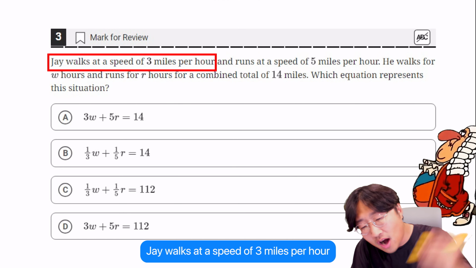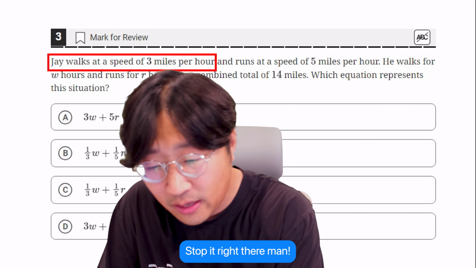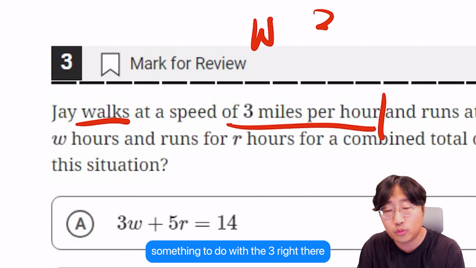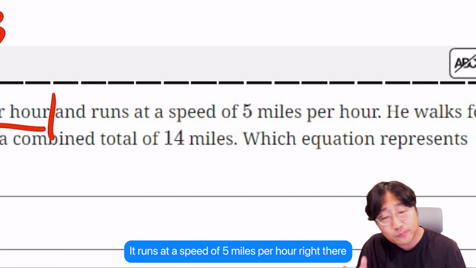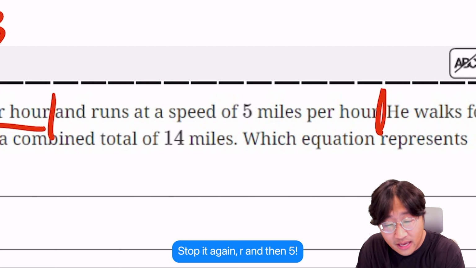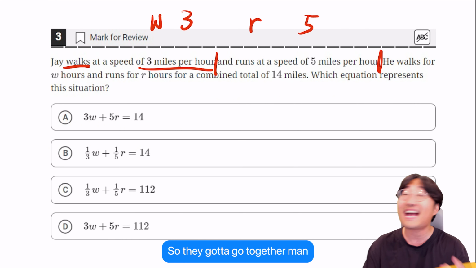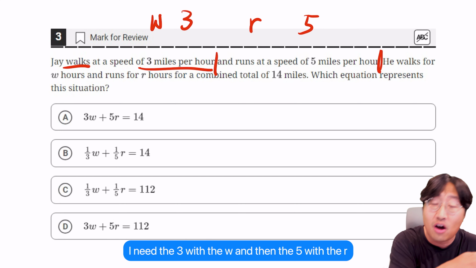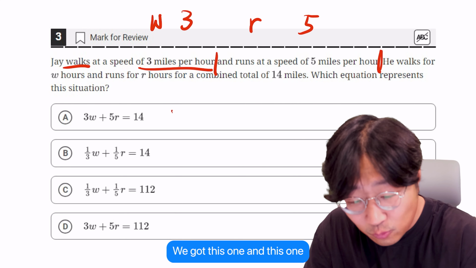Number 3, Jay walks at a speed of 3 miles per hour. Stop right there. Walk, 3 miles per hour. So something to do with the W and something to do with the 3. It runs at a speed of 5 miles per hour. Stop again. R and then 5. So they have to go together. I need the 3 with the W and I need the 5 with the R. What do we have? We have this one and this one.